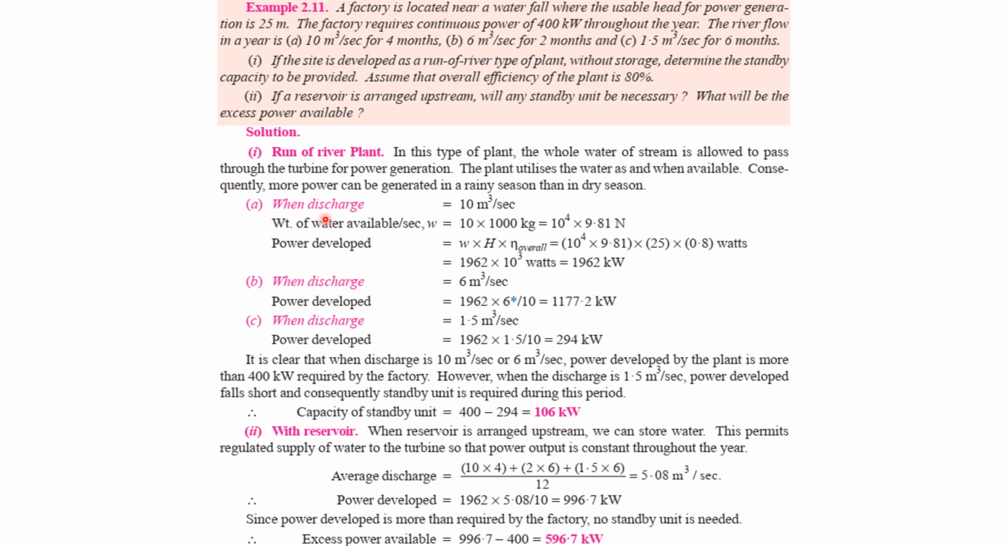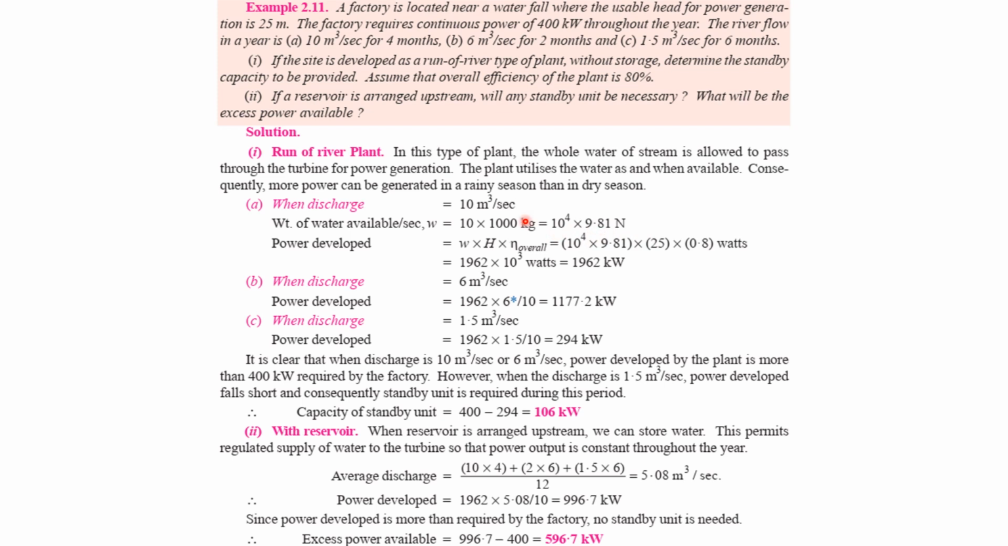So it is given in your problem that the discharge available for 4 months is 10 meter cube per second. So for 4 months you will have this discharge available. So the weight of the water available when this discharge is available is 10 into 1000 kilograms per meter cube, that gives you 10⁴, multiplied by the gravitational acceleration to get the weight in newtons.